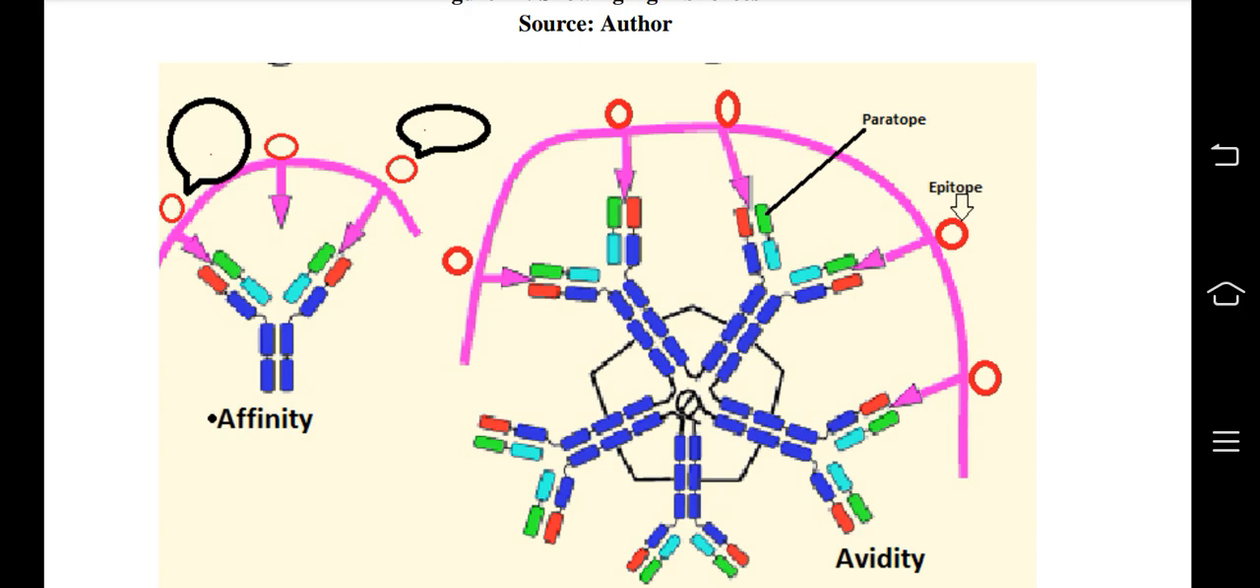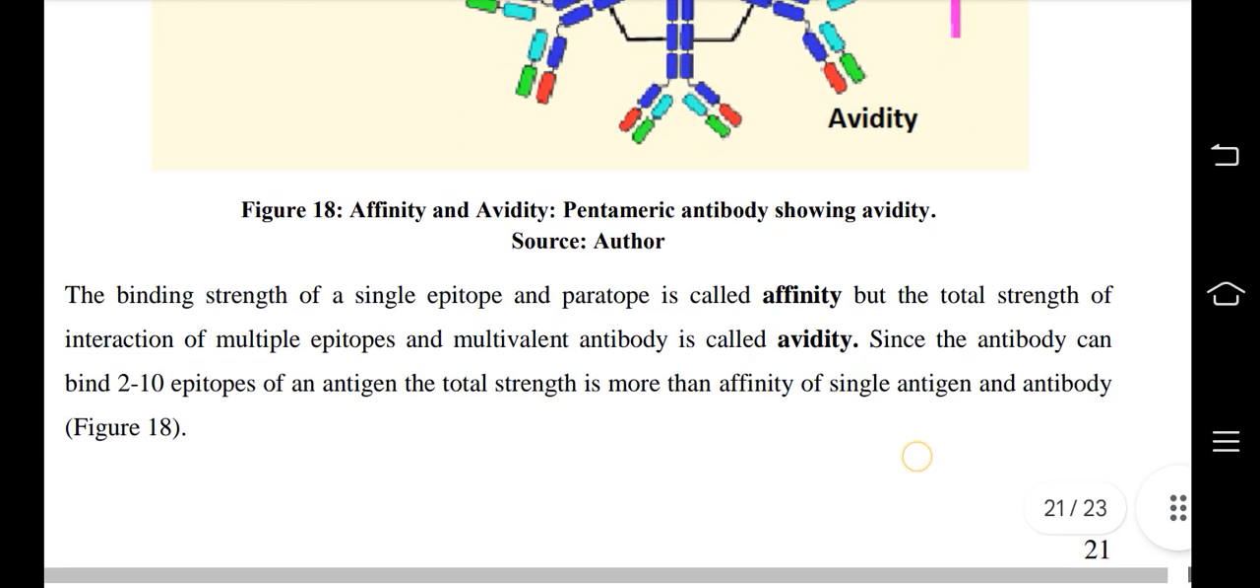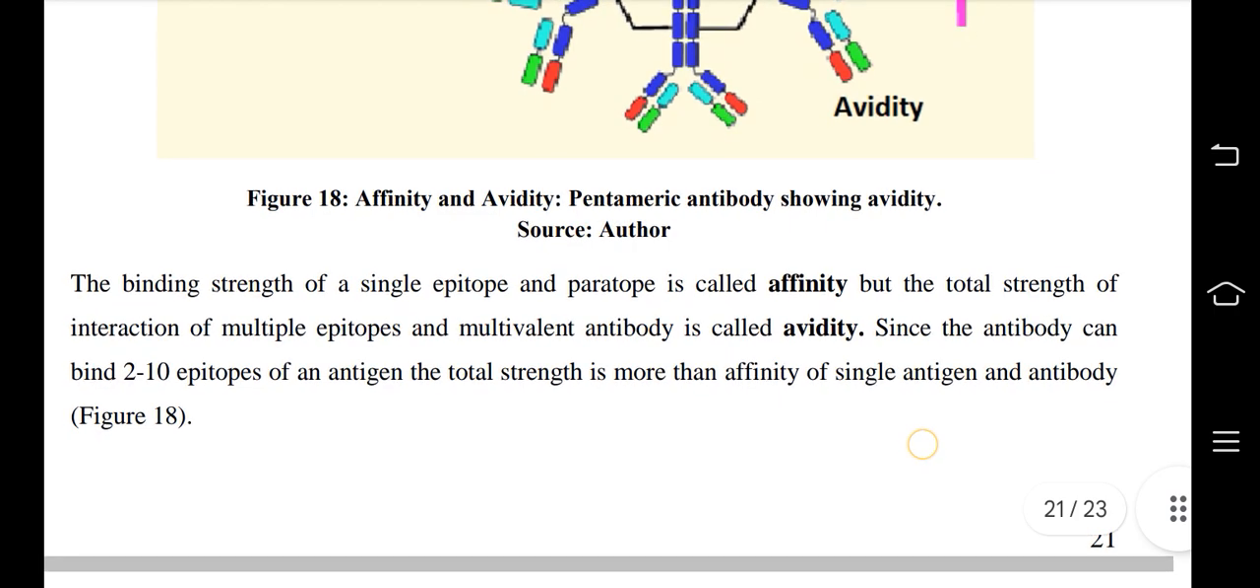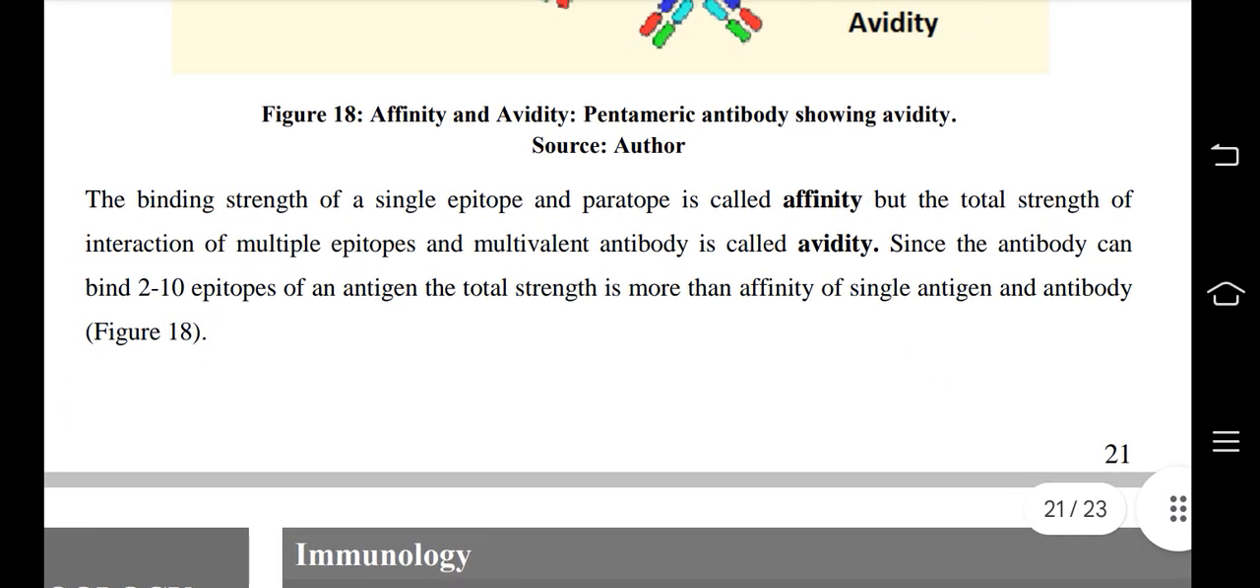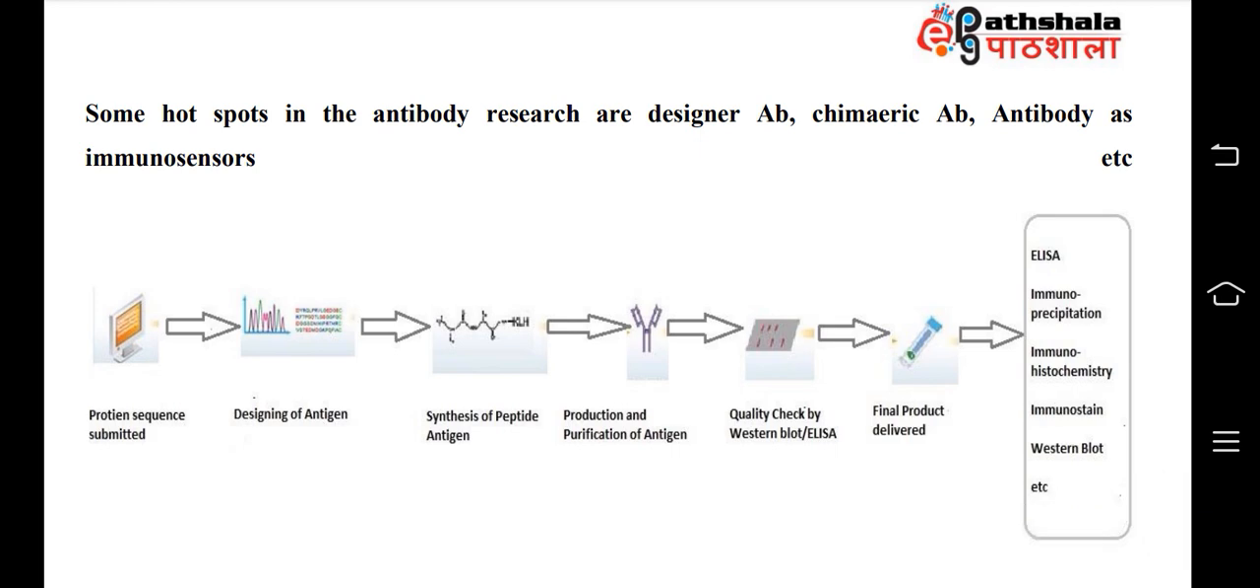Affinity, avidity. Paratope, epitope. Affinity and avidity. Pentameric antibody showing avidity. The binding strength of a single epitope and paratope is called affinity, but the total strength of interaction of multiple epitopes and a multivalent antibody is called avidity. Since the antibody can bind 2 to 10 epitopes of an antigen, the total strength is more than the affinity of a single antigen and antibody. So that is the difference between affinity and avidity.